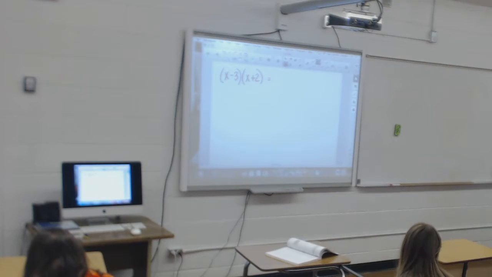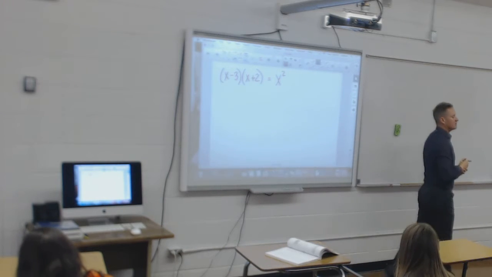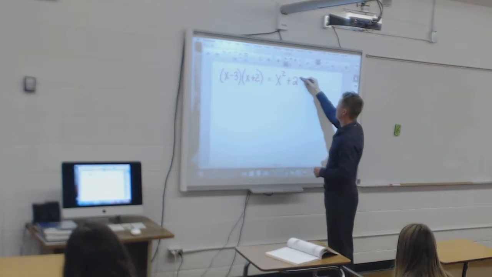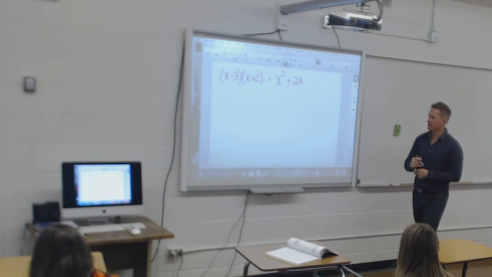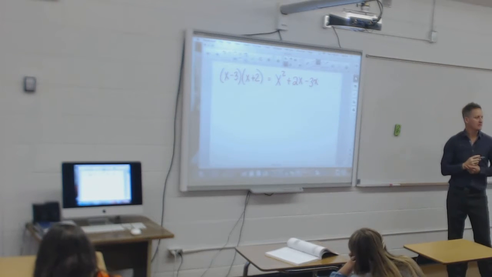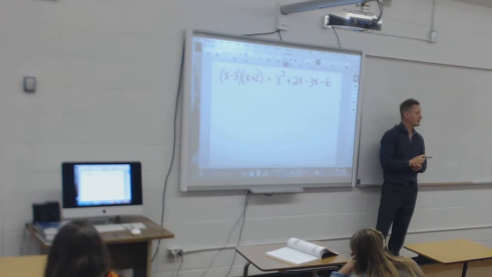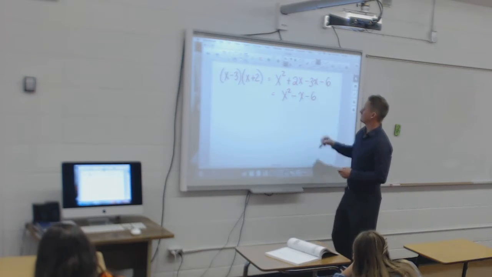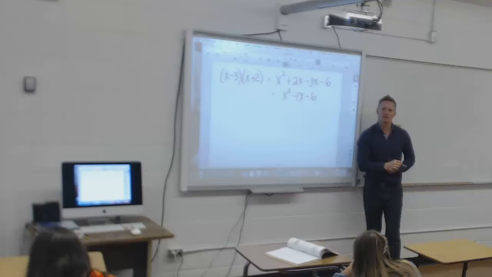Okay. So, FOIL. First in each bracket. What is the first in each bracket? x and x. So x times x is x squared. The outside in each bracket. x and 2. What's x times 2? The inside in each bracket. Negative 3 and x. And what does that make? Negative 3x. And the last in each bracket is negative 3 times 2, which is negative 6. First, outside, inside, last. x squared minus x minus 6. Plus 2x subtract 3x is negative 1x.